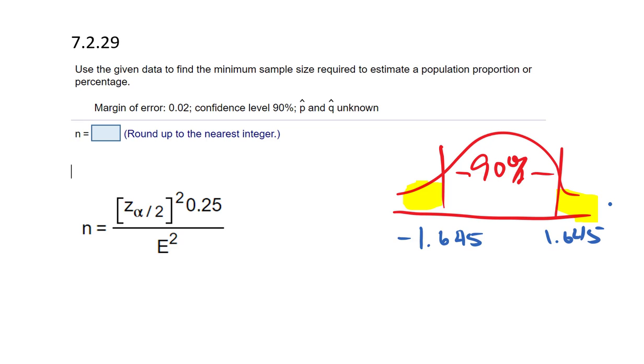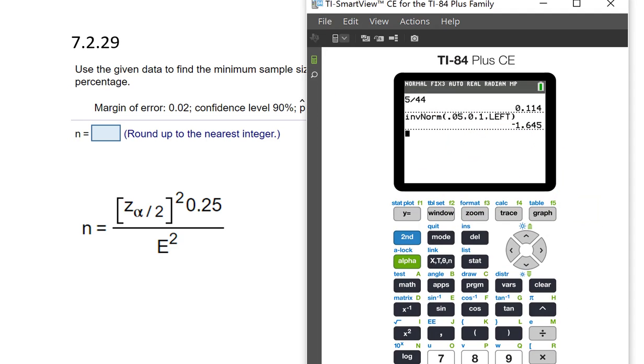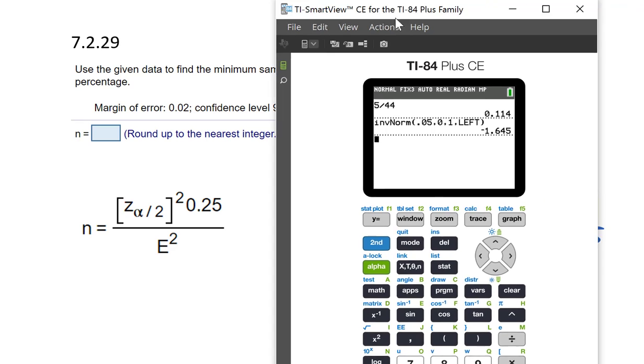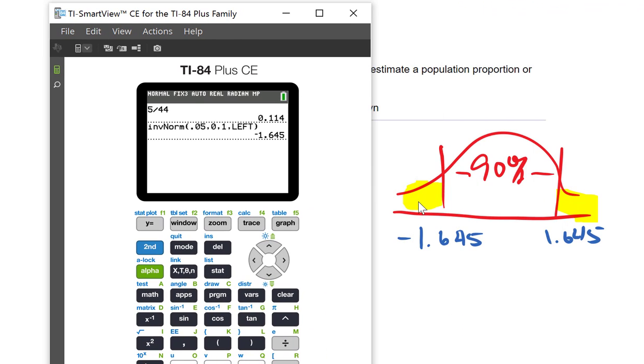If you're ever unsure, you can always use the calculator or StatCrunch to figure this out. You can put in inverse norm 0.05 because remember it's 90%. So that means we have 5% left in the tails. And then the standard normal curve, so 0, 1. And if you have the choice to put left, put left. If not, it defaults to left. And you'll get negative 1.645. The critical value is always positive, so we just take the positive part of that.